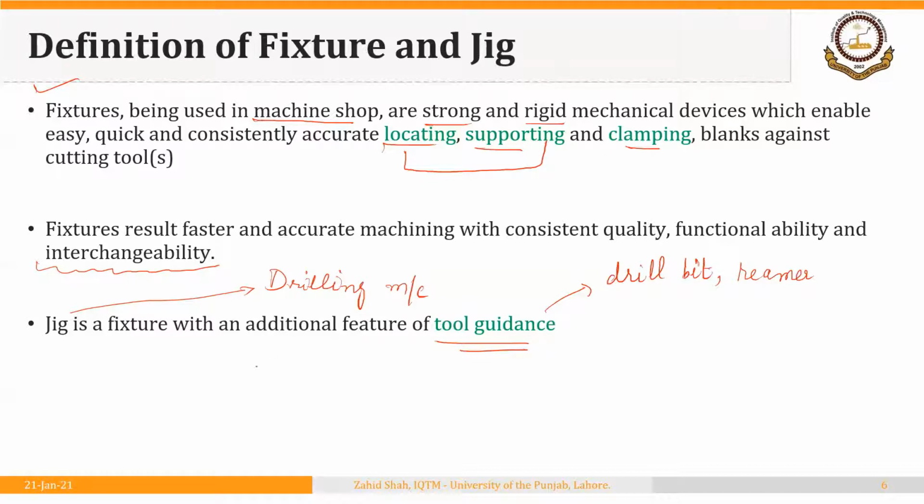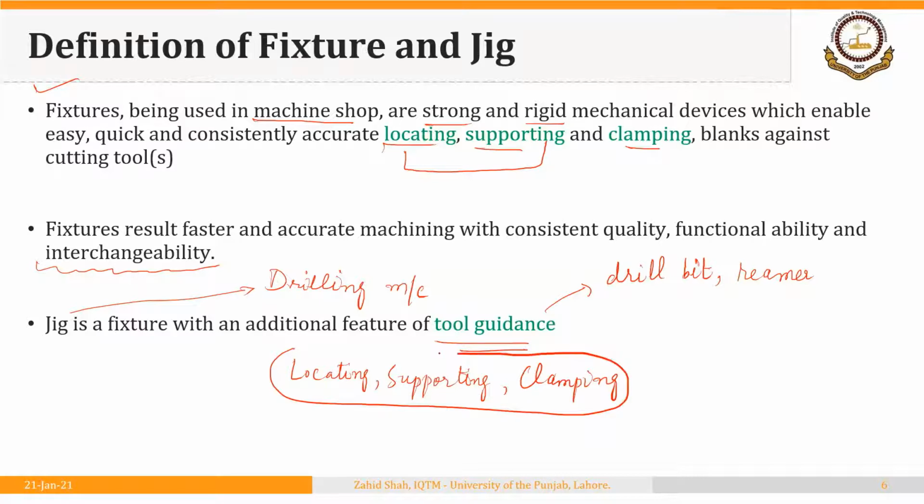So we can say that if we are having these features: locating, supporting and clamping, these three features. And as I mentioned, sometimes locating and supporting is done using the same component. So that is a fixture.